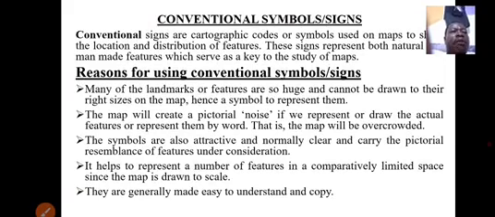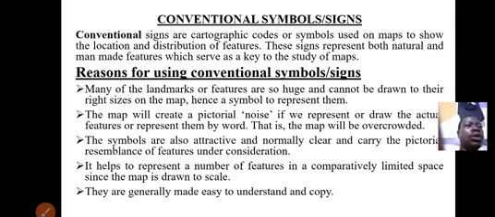Now let's look at the conventional symbols proper. Conventional symbols are cartographic codes or symbols used on a map to show the location and distribution of what? Features. So these signs represent both natural and man-made features, which serve as a key to the study of what? Maps. So why do we normally use conventional signs as geographers, as geography students preparing to write your WASSCE?